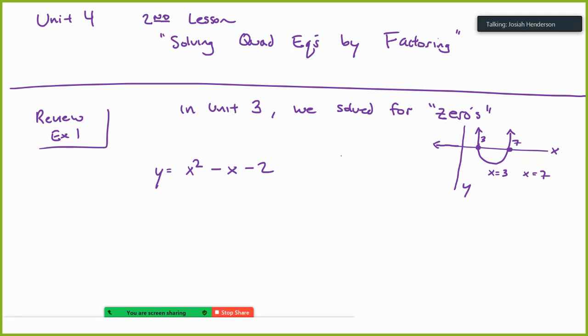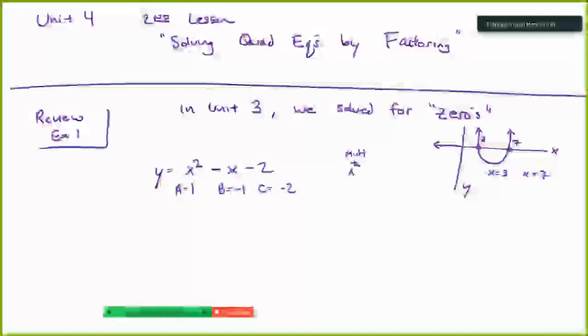So we make our lists. We say, what is a, b, and c? a here is 1. b is -1 because it's negative x, so that's a -1 coefficient. And then c is -2. And then we make our list with those numbers. So we want to make the list that multiplies to a times c. And here that's 1 times -2, so -2.